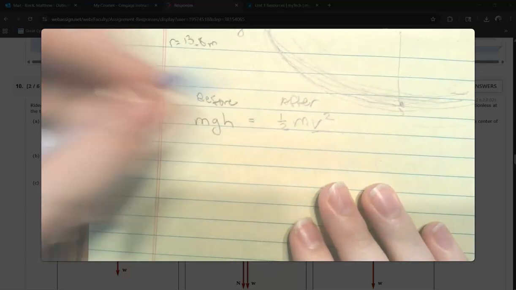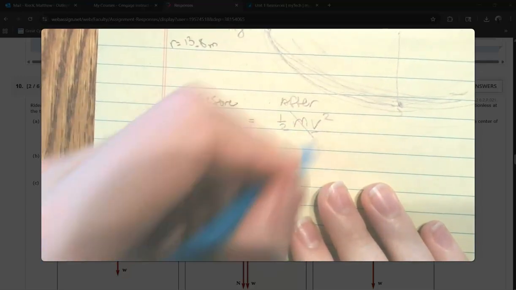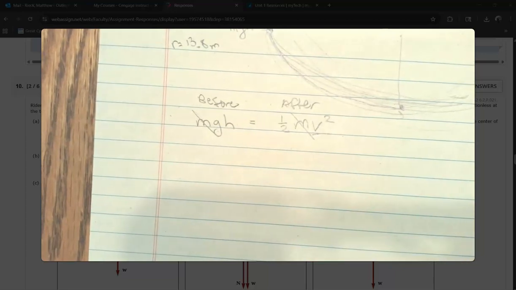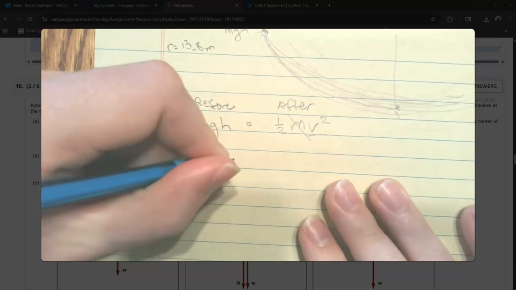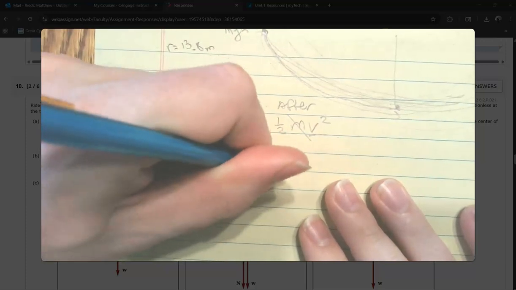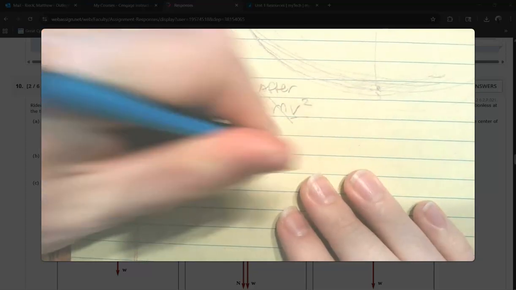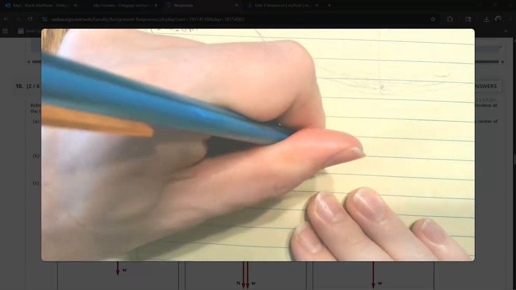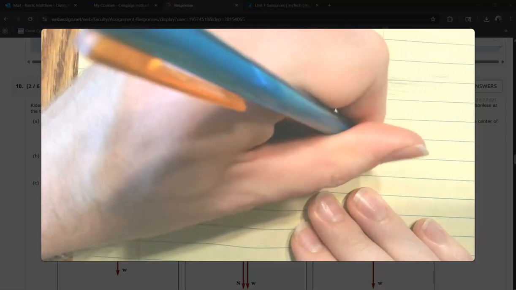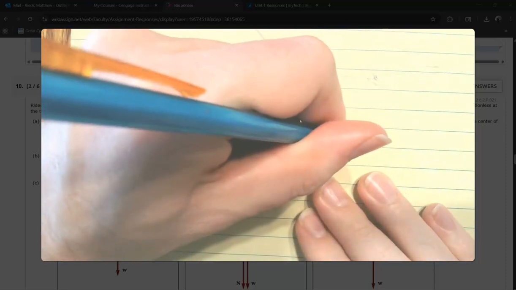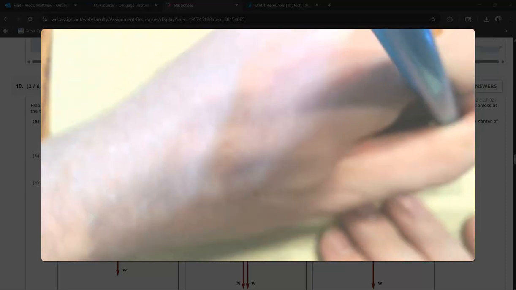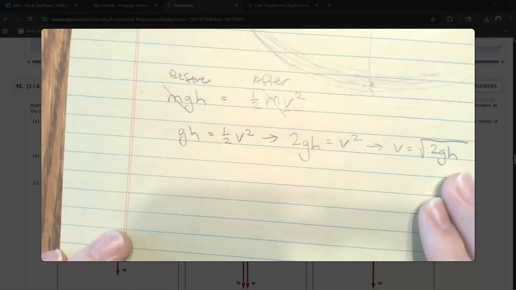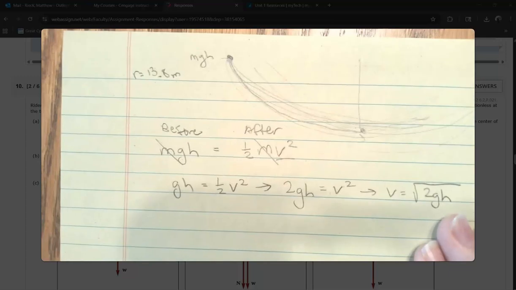All right. Here we have the mass shows up on both sides, so we can cancel that out. We're dividing both sides by the mass. So we end up with g times h equals 1/2 v squared. To get rid of the fraction, we can multiply by 2. So we have 2gh equals v squared, which we can then, to get v by itself, take the square root. So we end up with v equals the square root of 2gh, where again, h is going to be my radius.